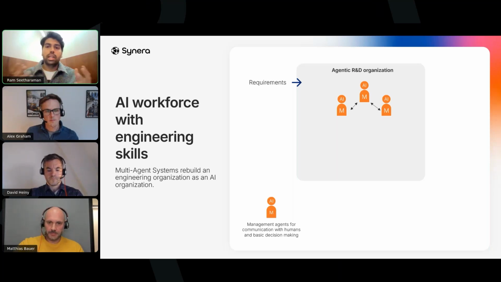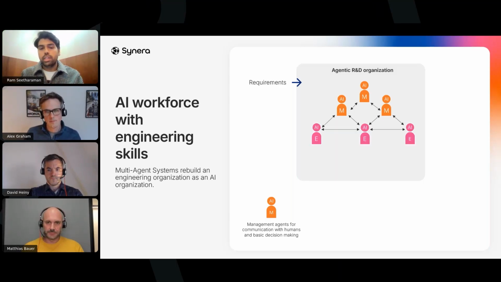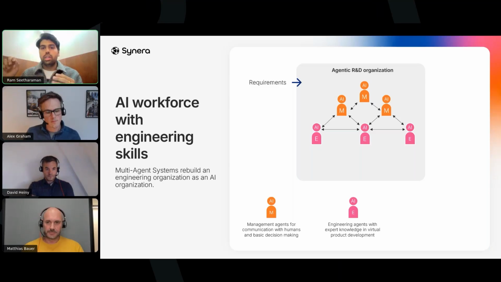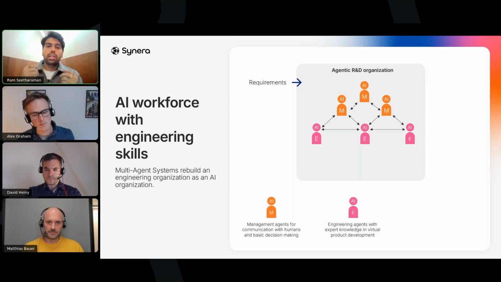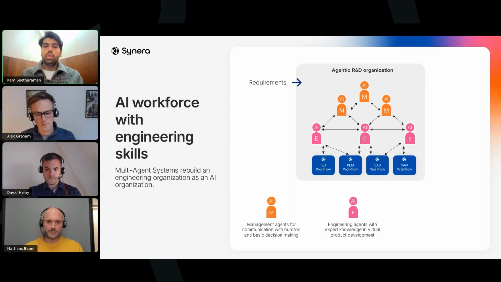They are predominantly needed for communication, for making sure that the flow of information is goal-oriented. And then there are also the engineering agents. These are the agents which are purpose-built for having expert knowledge in product development, and they are still in touch with the top layer that does the communication and coordination. And to these engineering agents, we give the engineering tools, the workflows.